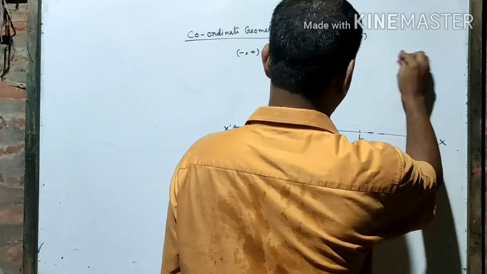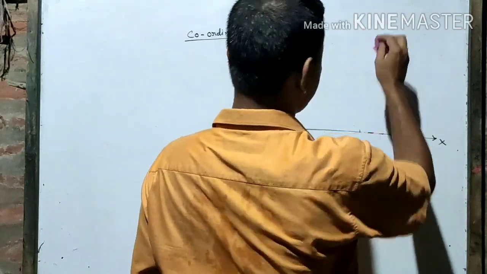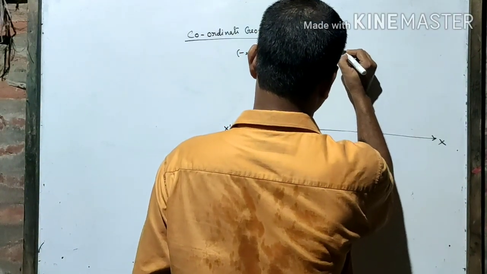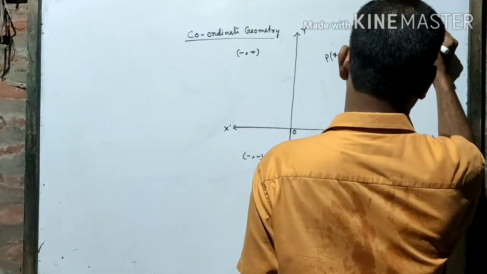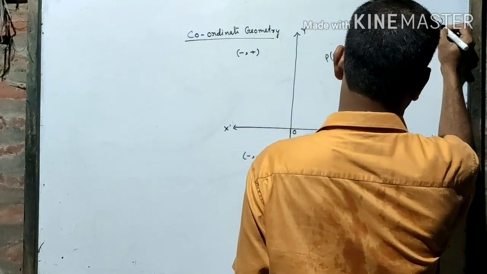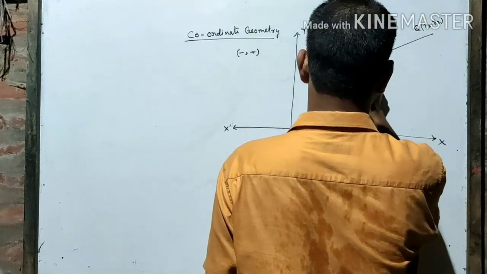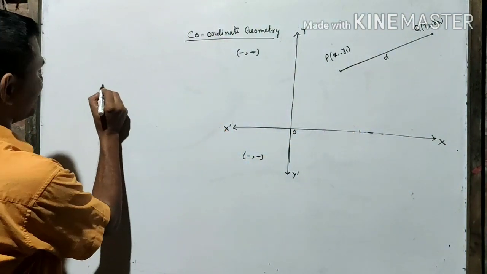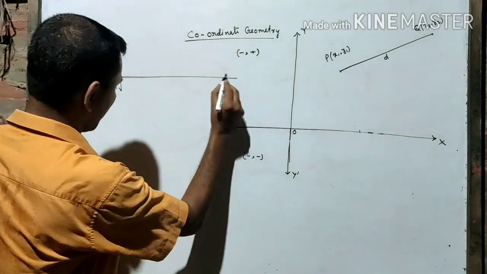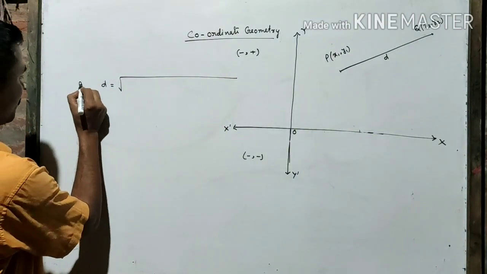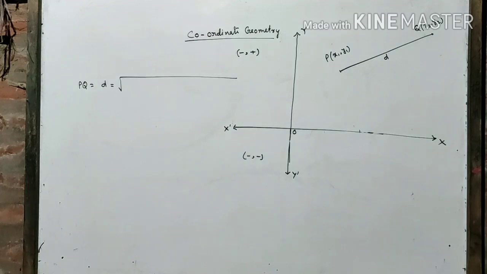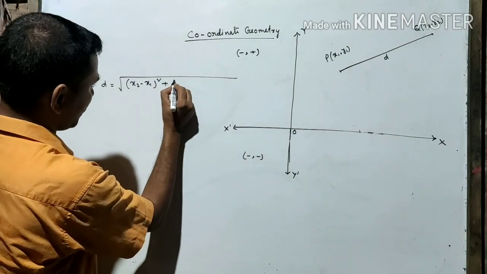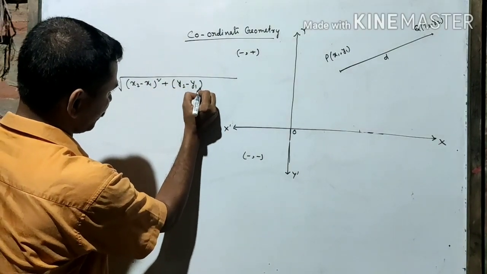Then we have also learned the distance formula. Suppose there are 2 points on a plane. The coordinate of one point is (x1, y1), and there is another point whose coordinate is (x2, y2). Then the distance between these 2 points, say d. The formula to find this distance d is equal to under root. D is the distance PQ, that is the distance between the points P and Q, is (x2 minus x1) whole square plus (y2 minus y1) whole square.